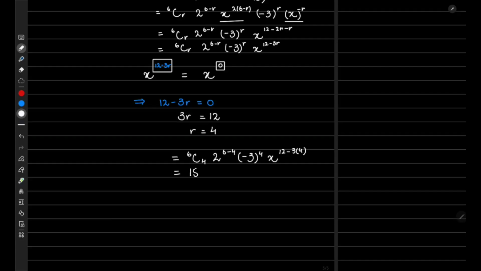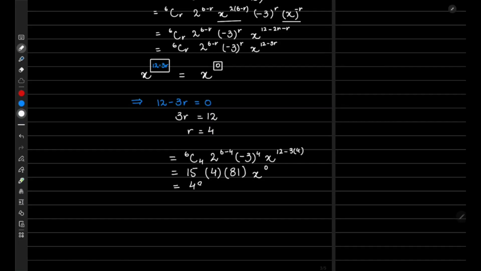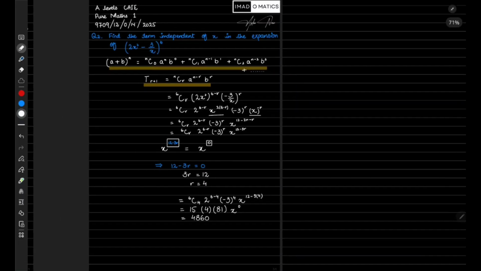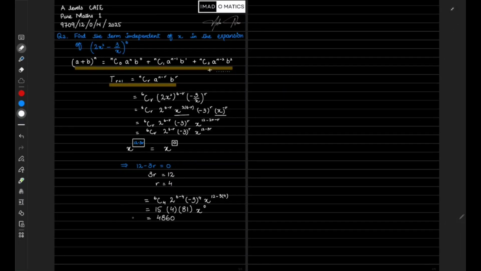So 6C4 is 15, 2 to the power 2 gives you 4, and 3 to the power 4 gives you 81, and x to the power 12 - 12 is 0. So this gives you 15 × 4 × 81, that will be 4860. Okay, this is the term that you can call T5 because it is r + 1, 4 + 1 = 5. So this is the term that is independent of x.